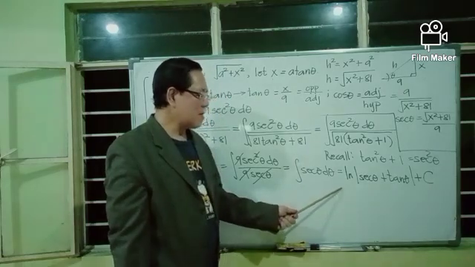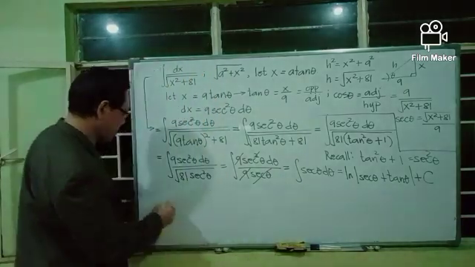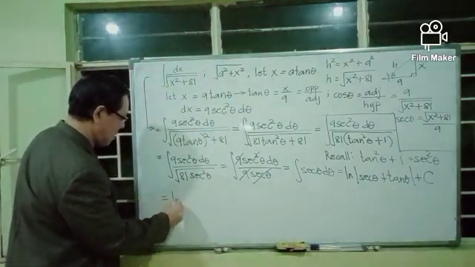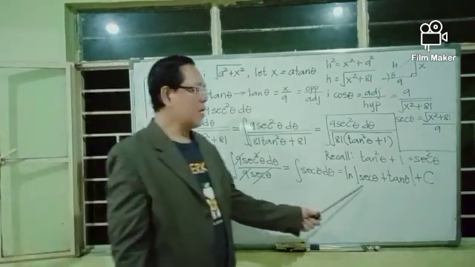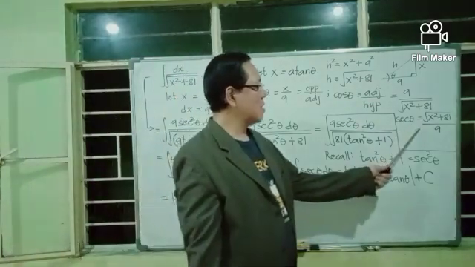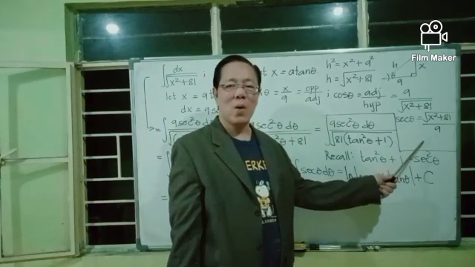Now, our final answer is equal to ln of secant theta. Secant theta is the square root of x squared plus 81 over 9.